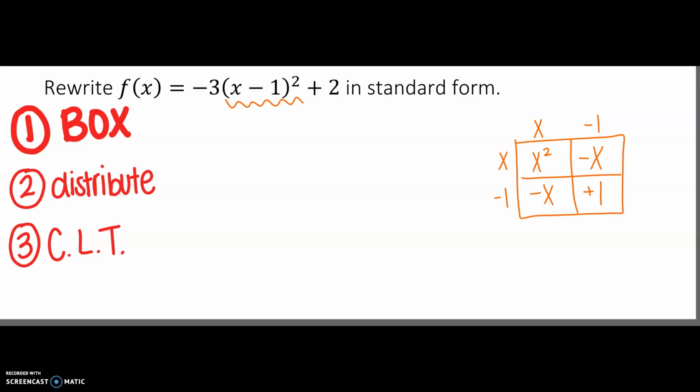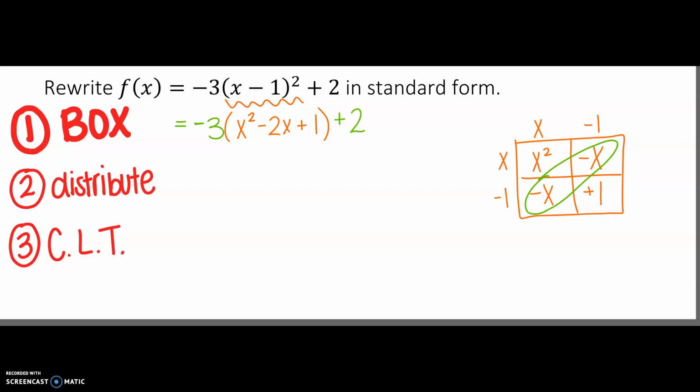Now I'm going to rewrite my problem, only subbing in for this x minus 1 squared. We didn't touch this negative 3 on the outside, and we're going to change the x minus 1 squared to what came from the box. So it's going to be x squared minus 2x plus 1, and then we're going to keep our plus 2 on the outside because we did not use it. And remember that negative 2x came from combining the negative x plus a negative x. So negative x plus negative x is negative 2x.